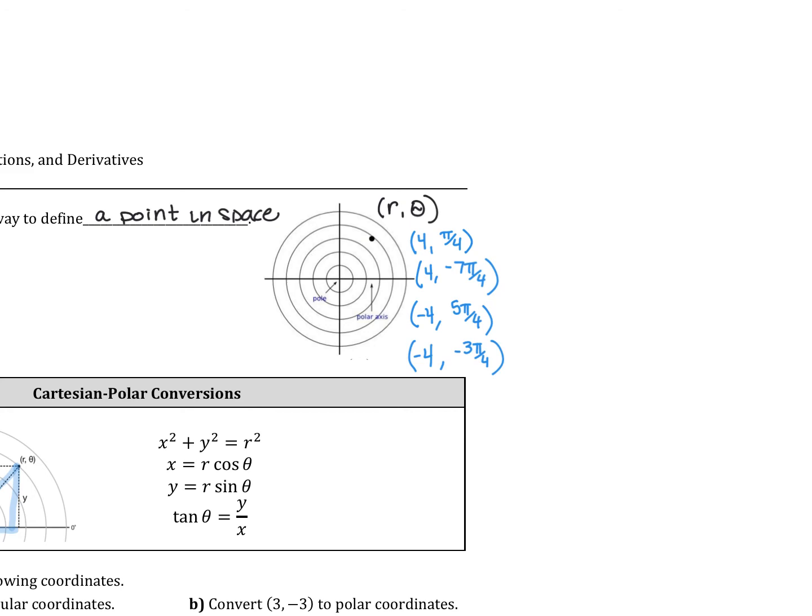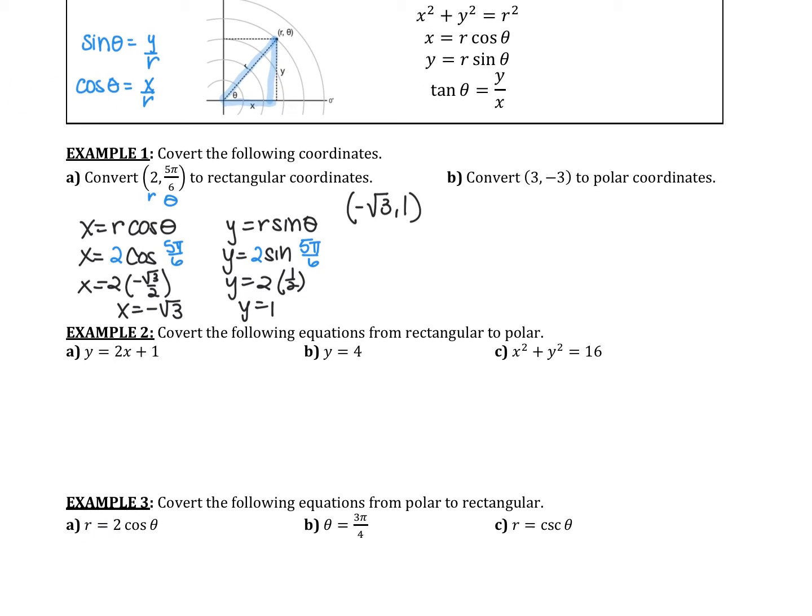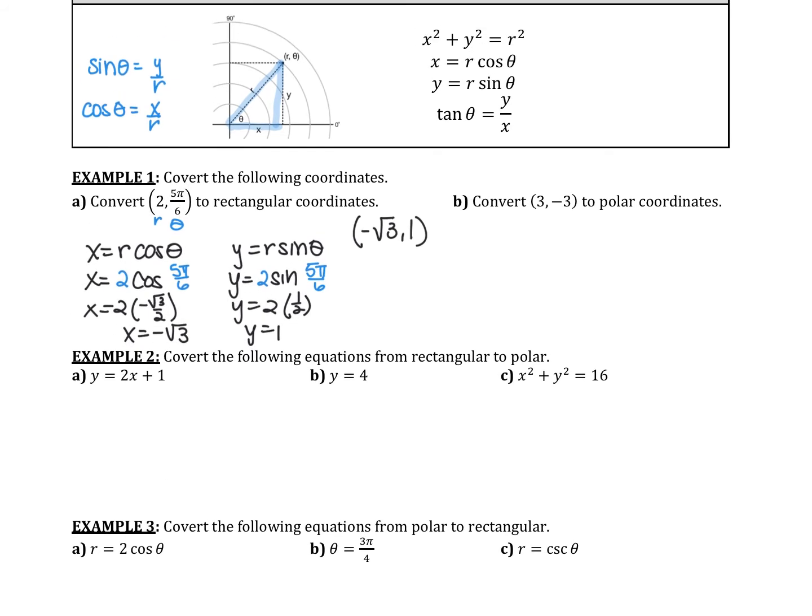All right, so let's try it in reverse. This time, let's convert the ordered pair (3, -3) into polar coordinates. And when we convert into polar coordinates, we need to find r and theta. And the easiest formulas to use to find those are x squared plus y squared equals r squared and the tangent of theta. So see if you can substitute it in and figure it out.